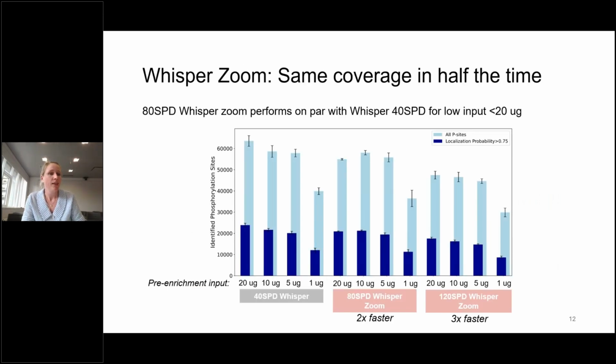So here you see that we can actually get the same coverage in half the time. And you see that the 80 SPD Whisper Zoom method performs on par with the Whisper 40 SPD for low input amounts. And you can see it here with the red dotted line that we get more than 20,000 localized phosphorylation sites. And the analysis time is 2 times faster, which is really great.